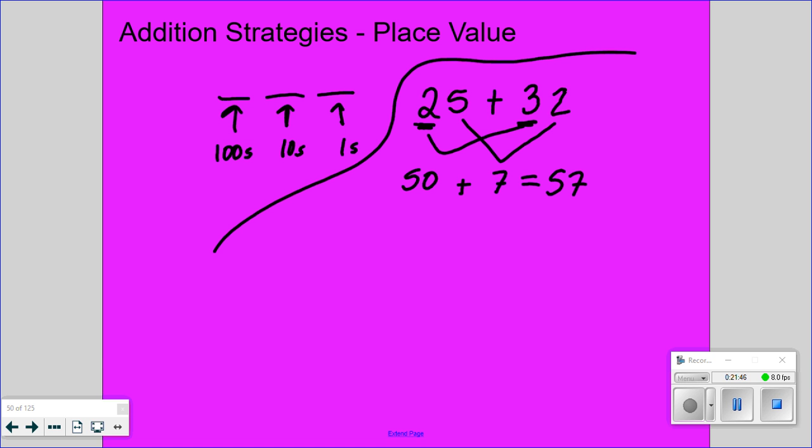This is called place value because I'm adding my numbers in the same place. I'm adding all my tens, and I'm adding all my ones. Raise your hand if you use this strategy, because I've seen quite a few of you use this strategy before. It might not be your go-to. My strategy changes depending on what the problem is. That's good. It should. But how many of you have used this strategy?